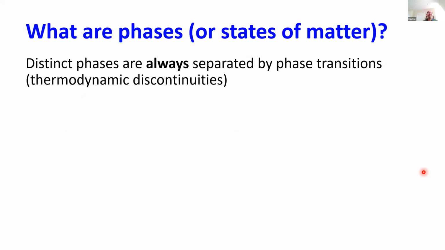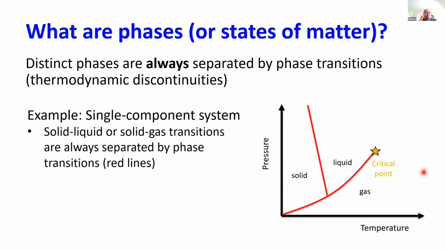Now, this is not actually that easy to define, but one crucial property is that distinct phases are always separated by phase transitions. So that's something. By phase transitions, I mean thermodynamic discontinuities. As a canonical example, when we talk about phases, obviously we start with a single component system, for example, a bunch of molecules that are interacting via the Lennard-Jones potential, for instance, and as you change the interaction strength or change the temperature, then you can get into different phases.